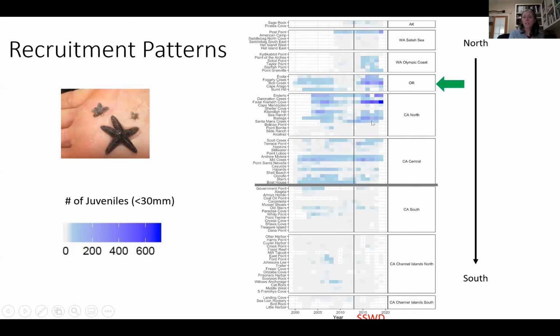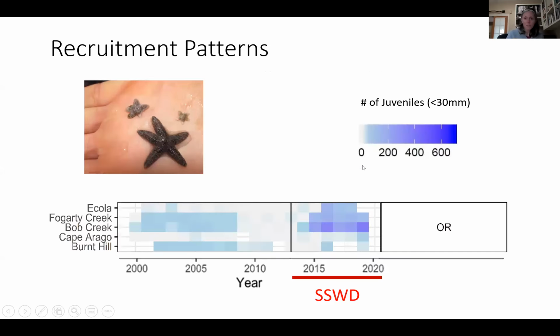The darker the colors here, the more recruitment we've seen, so the more juveniles we're counting at sites. I'll zoom in on Oregon so you can see what's going on there. You can see this scale ranges from 0 to over 600 stars.